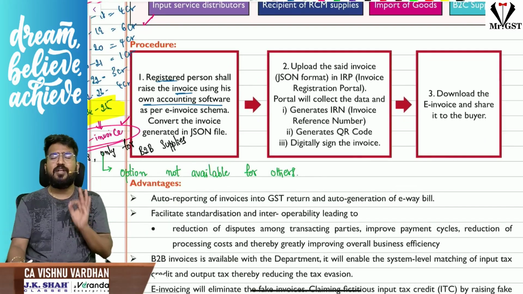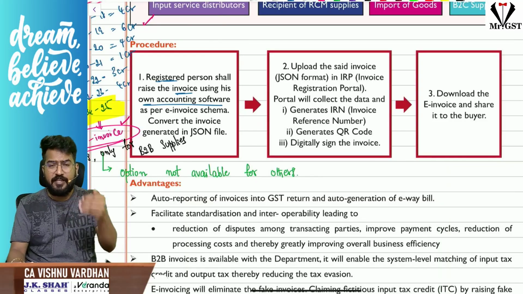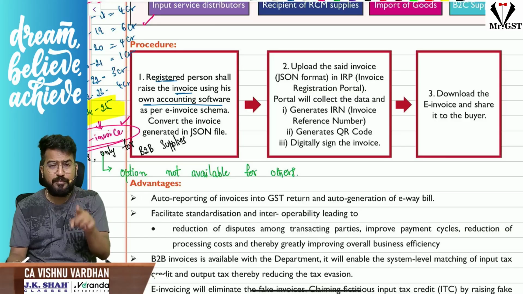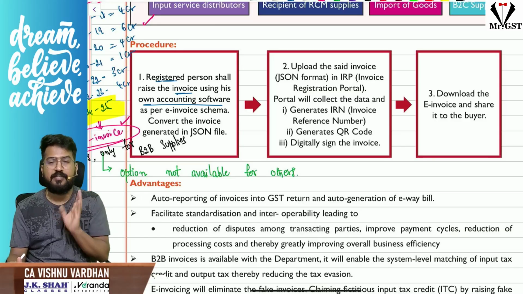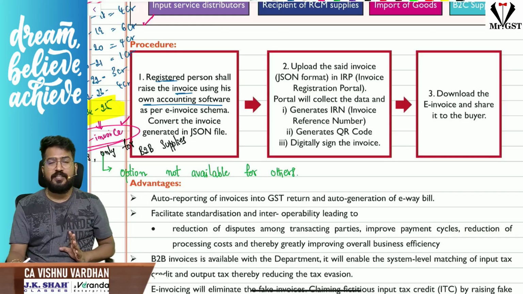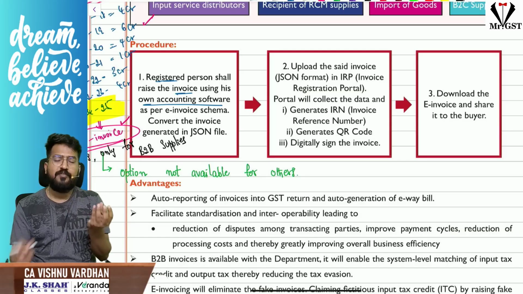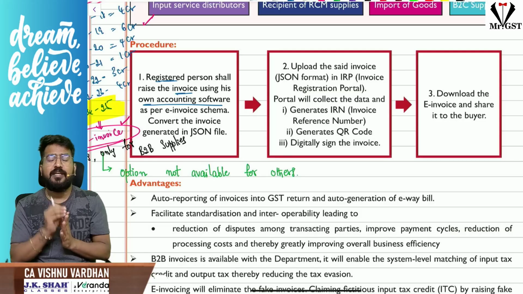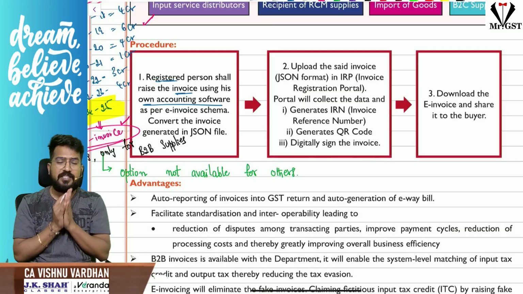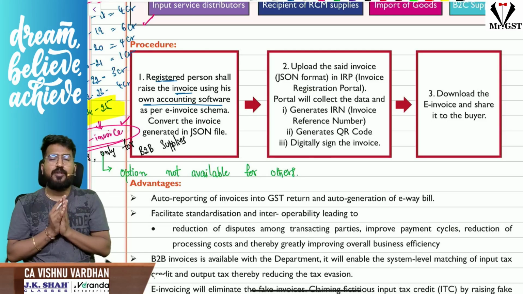Nothing, sir. You will first generate an invoice from your accounting software, and you should generate it using the standard invoice format given by the government, GST INV01. So using that format, you generate the invoice. That invoice you download in JSON format, and then you come to a website, the invoice registration portal. In that website, you log in and upload the JSON file, and once you upload the JSON file, the system will process it and give you a document called the e-invoice.